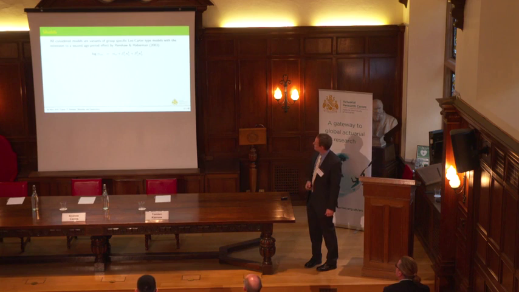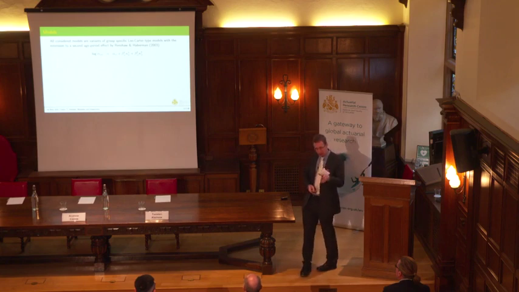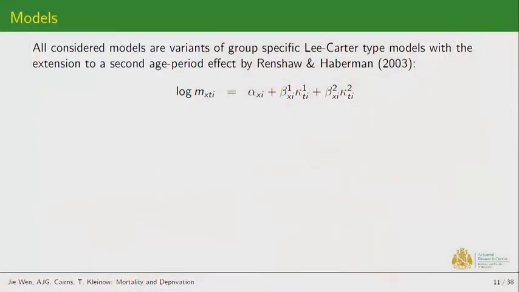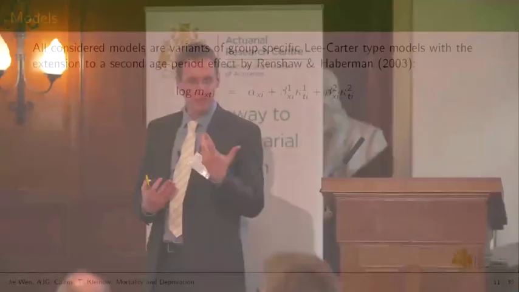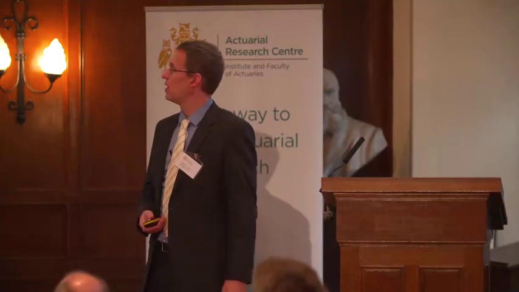And then we have the first term, beta 1 kappa 1. Again, beta and kappa both depend on i. So they are again specific to each of the 10 deciles. The kappa is something like a mortality index. Kappa depends on t, so it measures what happens in year t. It's the first period effect, as we call it. It measures what happens in calendar year t.